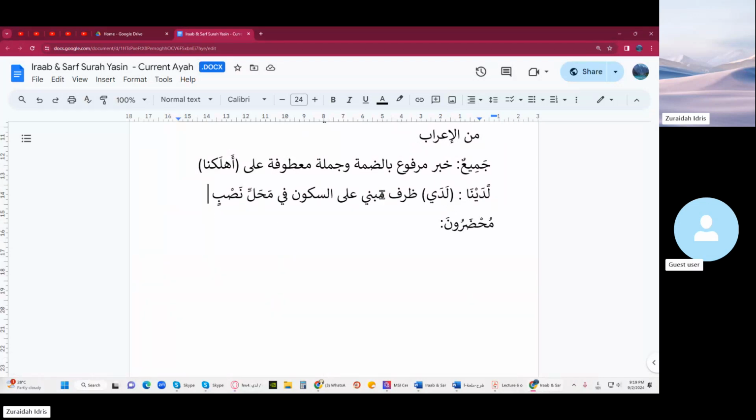Since it is zarf, remember we said shibhu jumla. The shibhu jumla is either a jar wa majrur or an idafa combination where the mudaf is a zarf. When it's shibhu jumla, it has to be muta'alliq to something. So what's the khabar here? It is jami'un, so it is muta'alliq bil khabar. There are actually two choices here. Some say it's muta'alliq to jami'un, and some say it's muta'alliq to something else. We'll see this after we do muhdarun. Muhdarun, Sister Vinita: it looks like ism maf'ul.